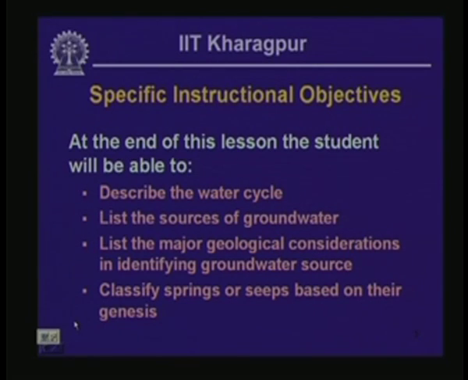So, what we want to accomplish at the end of this lesson, we would like to be able to describe the water cycle, the so called water cycle. We should be able to list potential sources of groundwater. We should be able to list the major geological considerations in identifying groundwater sources, and finally we should be able to classify springs and seeps based on their genesis.